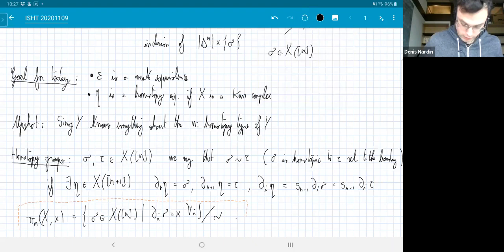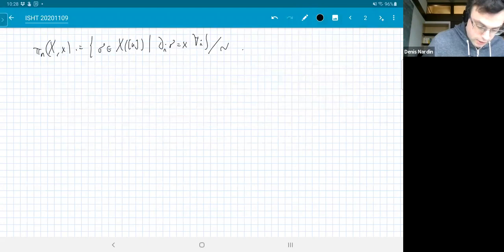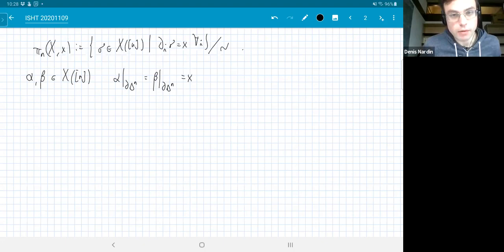So let me just copy this. But of course, these are not groups yet. So we should make them groups. And very quickly, let me actually define these. So let's say that alpha, beta are n-simplices with alpha restricted to the boundary and beta restricted to the boundary constant, which means every face is the constant map. When I say the constant map, I mean, of course, the degenerate simplex, the one that's induced by the map from Delta n to Delta zero, pulled back by the zero simplex x. I hope this terminology is clear.